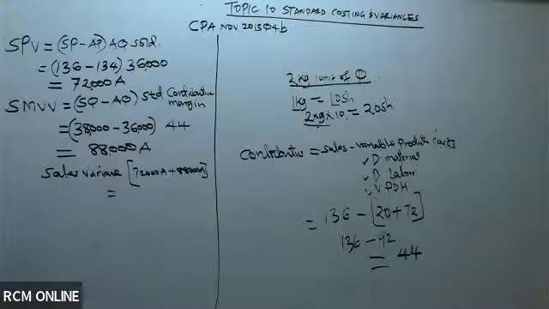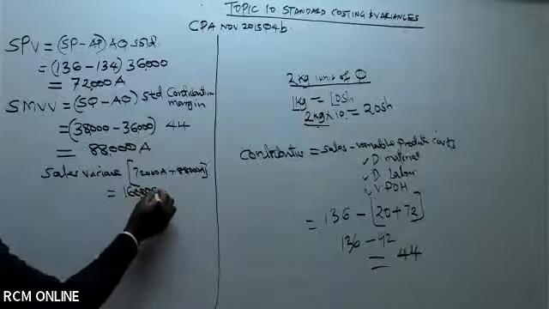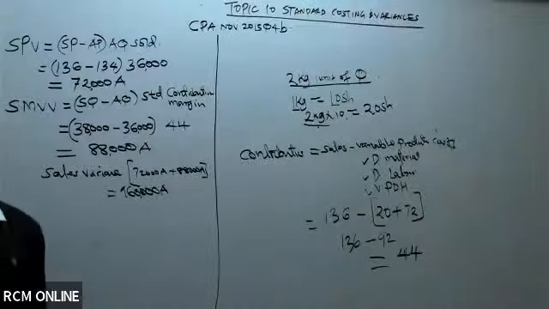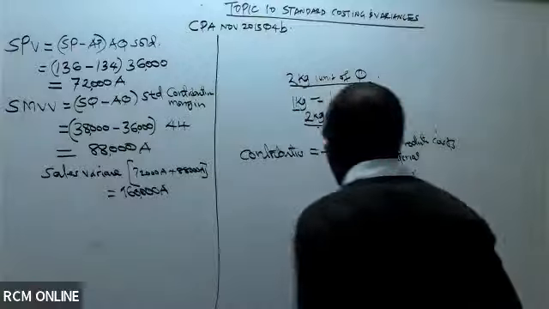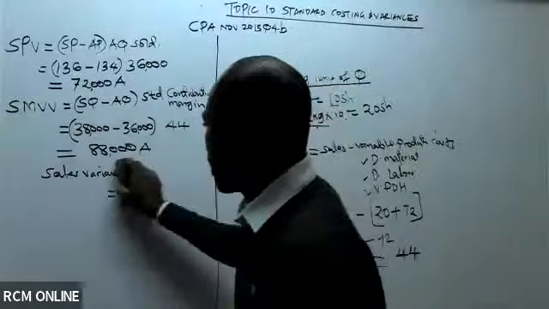So the total sales variance, if you are told to give us total sales variance, what will you have? Is it 160,000? 160,000 adverse. If you are told to give us sales variance, right? But of course, that is not required at this point.